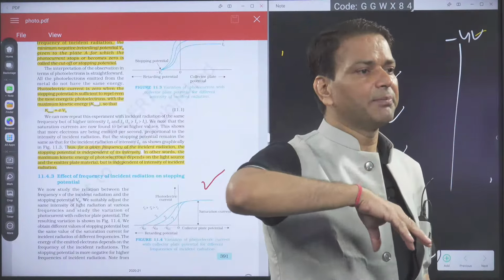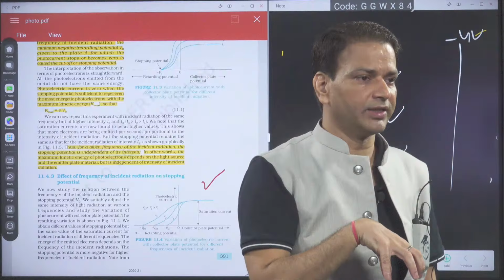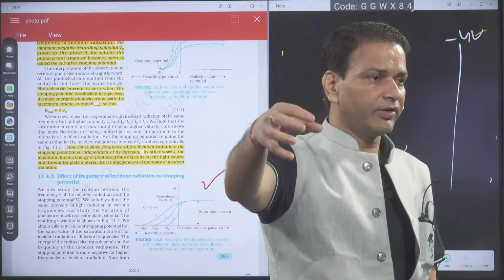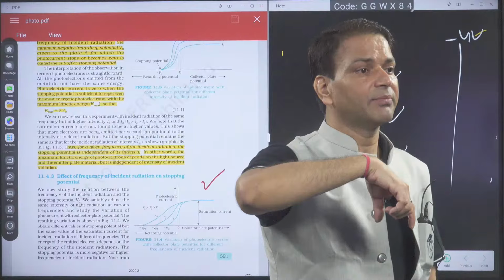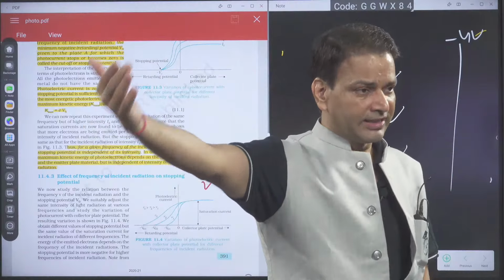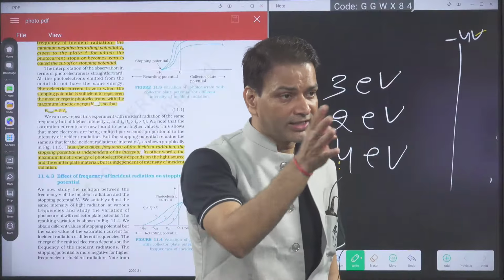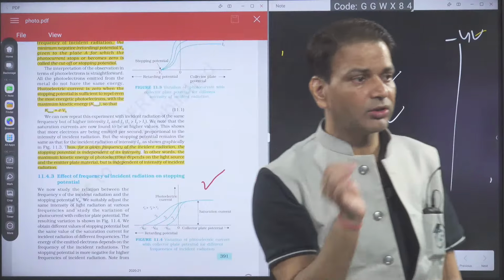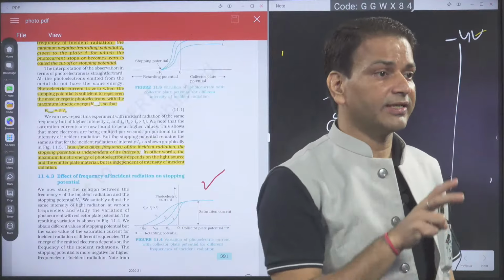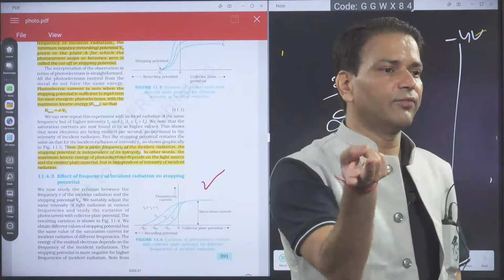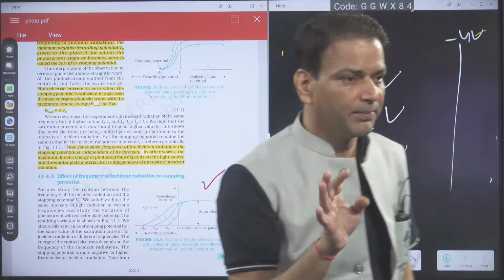Now the same metal I am taking, whose work function is 2 eV, but I am taking two different photons, 6 eV and 5 eV. So for 5 eV with work function 2 eV, what is the K max? 3 eV. For 6 eV with work function 2 eV, what is the K max? 4 eV. Now in one case I got K max 3, in one case K max 4. So that's why they are saying K max depends upon the work function and the energy of the photon. It doesn't depend upon the number. Okay.